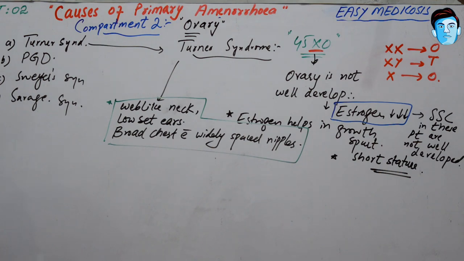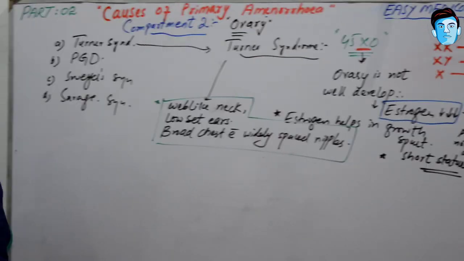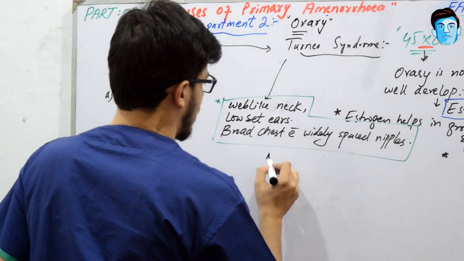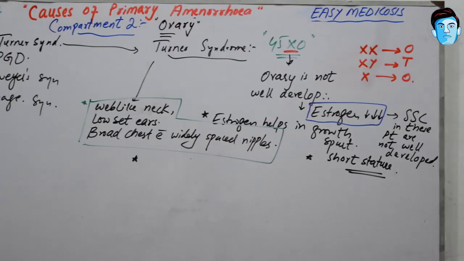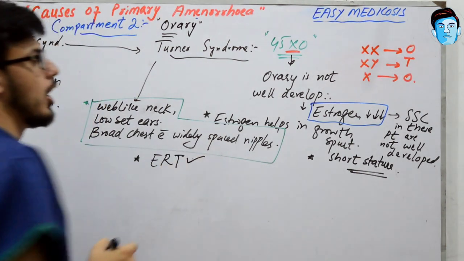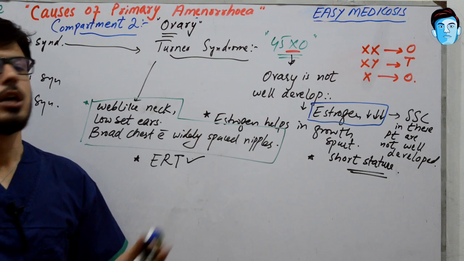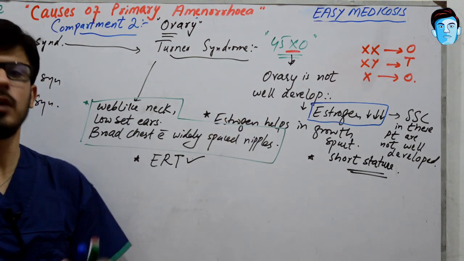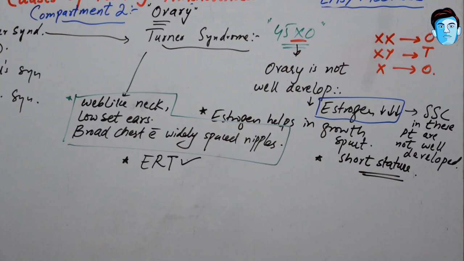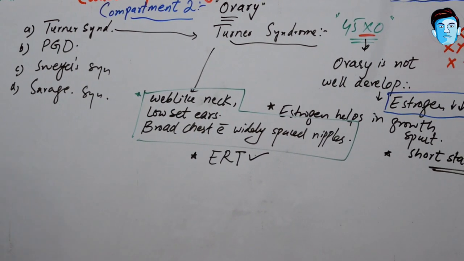That's all about Turner syndrome. How would you manage a patient with Turner syndrome? You can give estrogen replacement therapy. Why do we do estrogen replacement therapy? The reason is that the estrogen level is low in these conditions. And to protect against endometrial hyperplasia, you can go for progesterone as well.